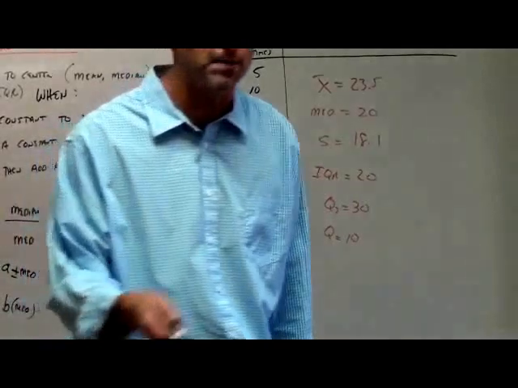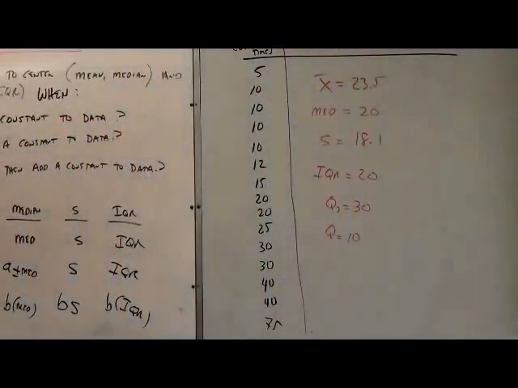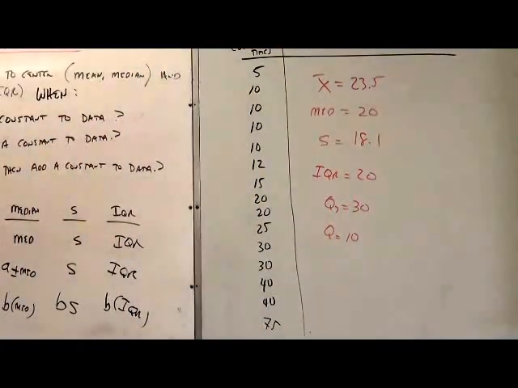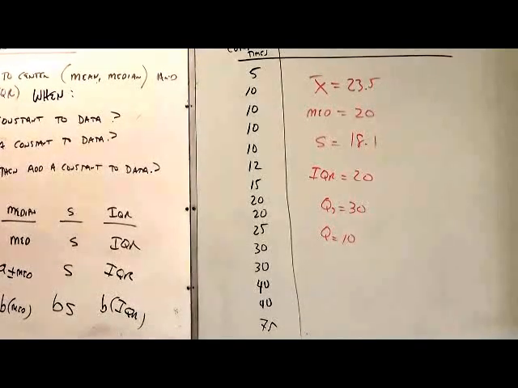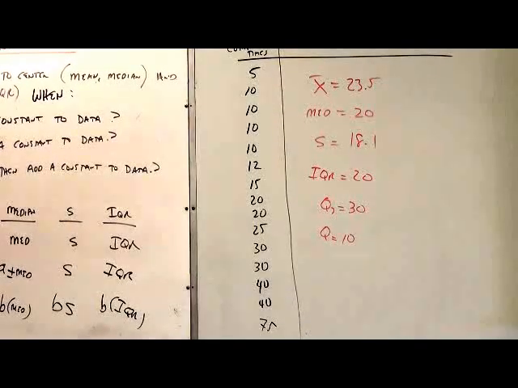What's my new mean going to be? What's my new median going to be? What's my new standard deviation going to be? And what's my new IQR going to be? They can multiply them all by 4, then add 30. Multiply by 4, then add 30.